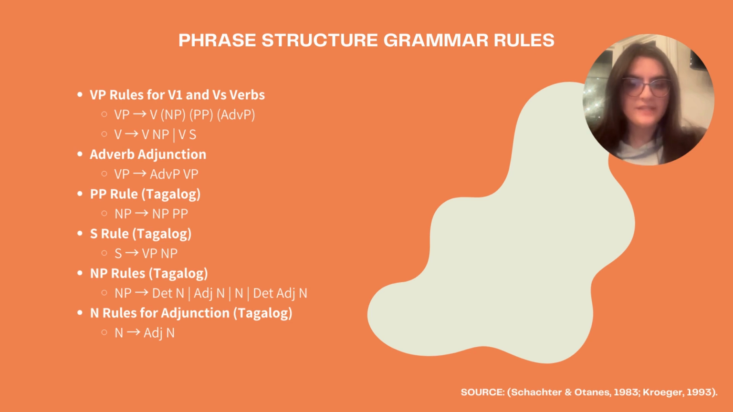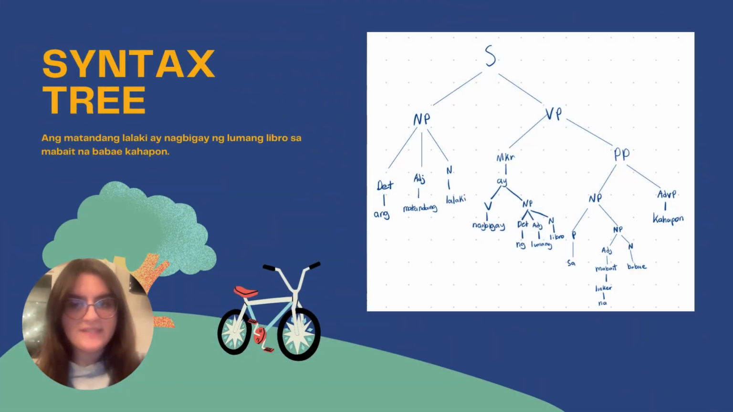A noun phrase consists of a determiner followed by a noun, with the optional inclusion of an adjective before the noun. In noun adjunction, an adjective directly modifies a noun. The tree represents the sentence, ang matandang lalaki ay nagbigay ng lumang libro sa mabait na babae kahapon. The translation is, the old man gave an old book to the kind woman yesterday. The key features include the noun phrase, the verb phrase, the prepositional phrase, and the adverbial phrase.